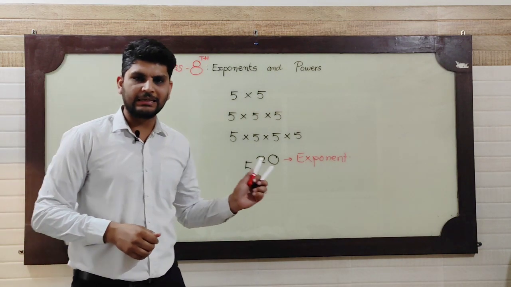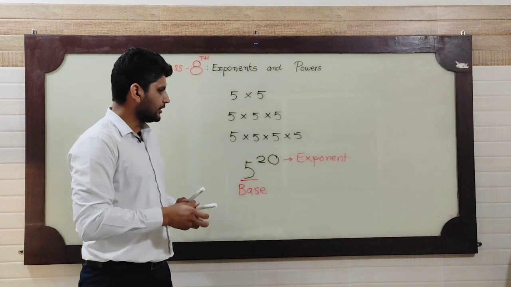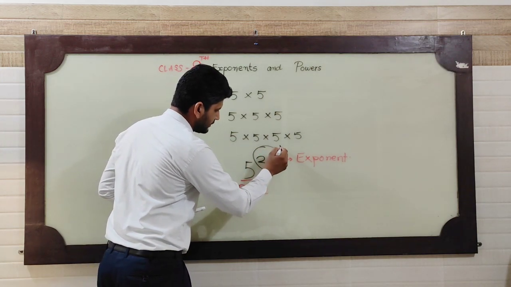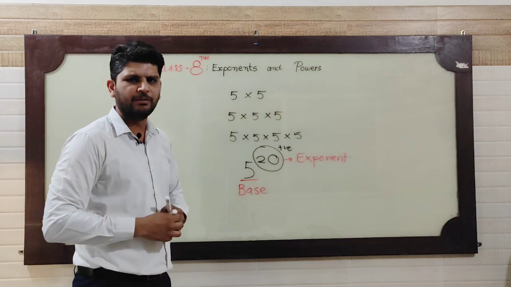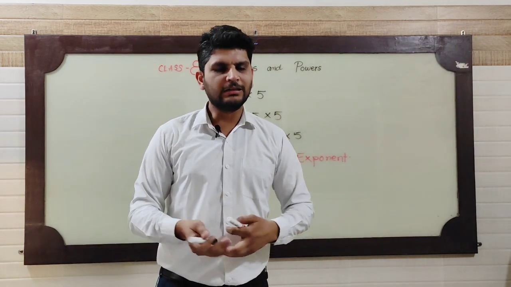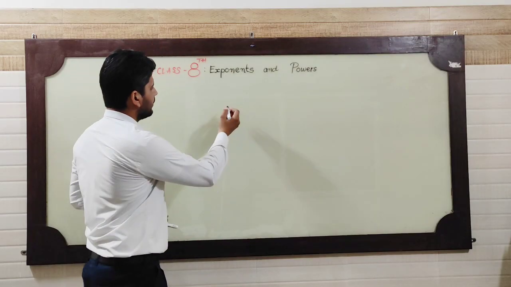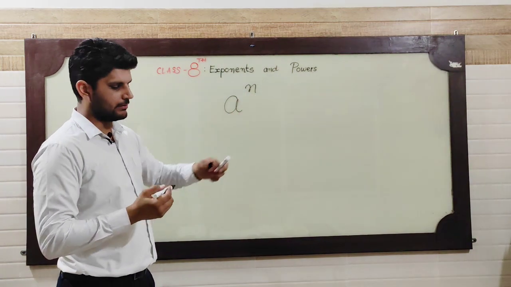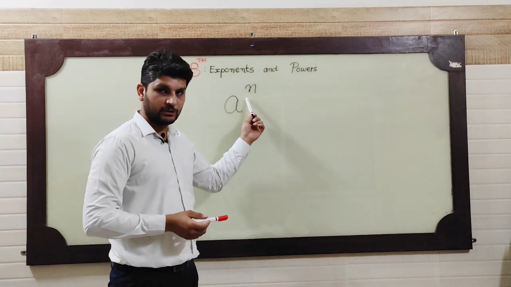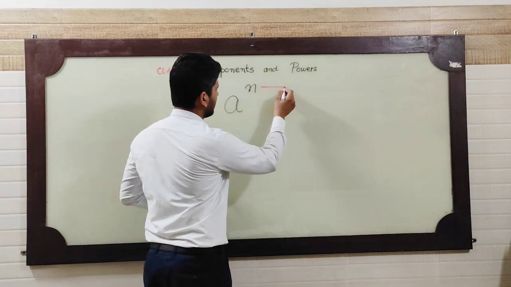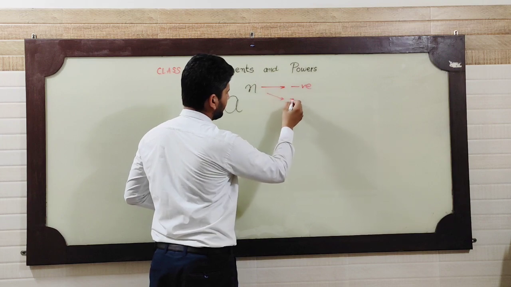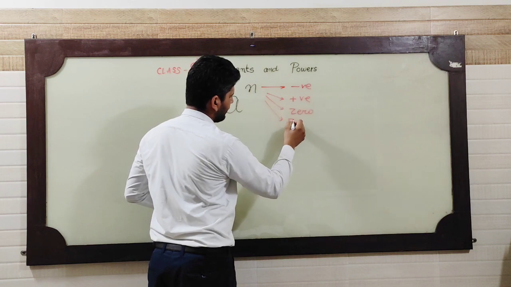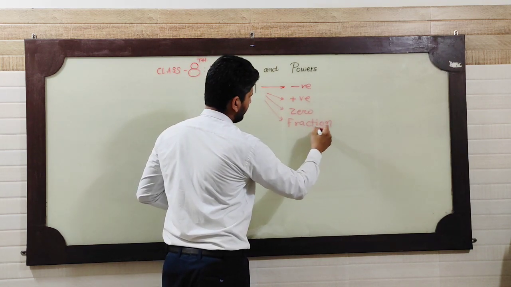Up to here you have done in class 7th also, but there is something new in this topic. In class 7th this power is always positive, like 5 power 2, 5 power 3, 5 power 4, that may be a natural number. So generally we will notate it by a power n, but this n can be any number. Up to class 7th our n is always positive, but in this class this n can be a negative number, it can be positive as earlier we have discussed, it can be 0 or it can be any fraction.